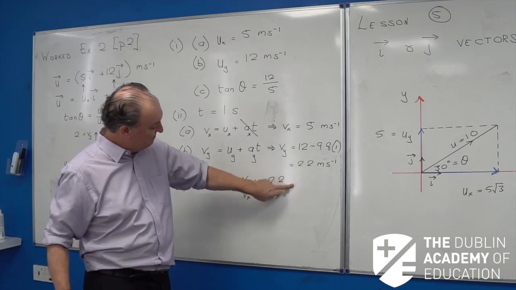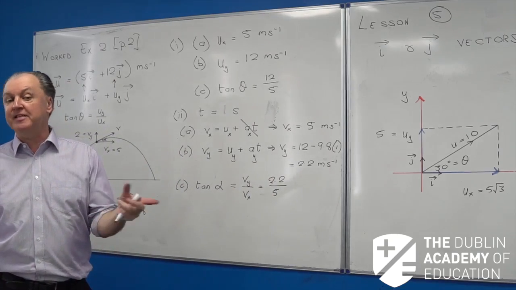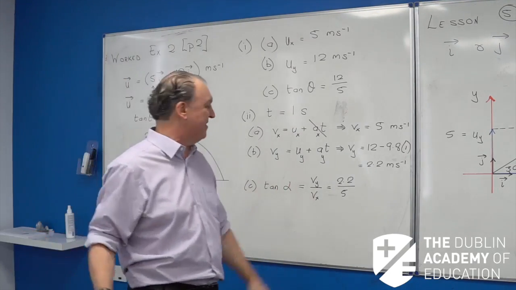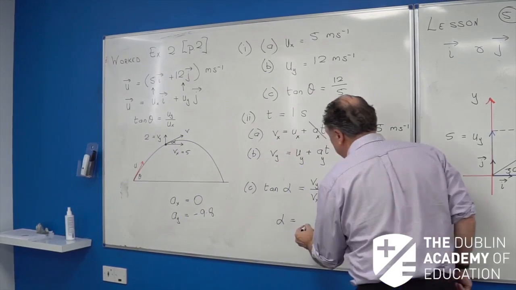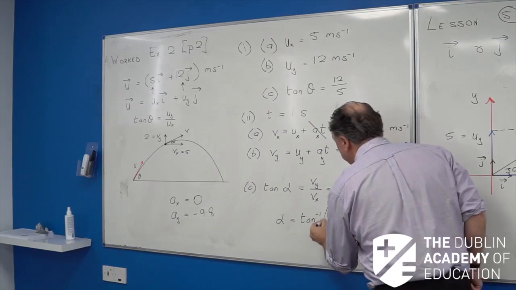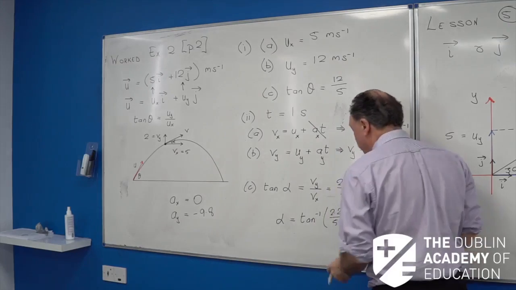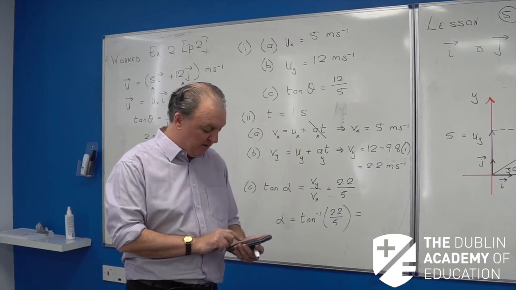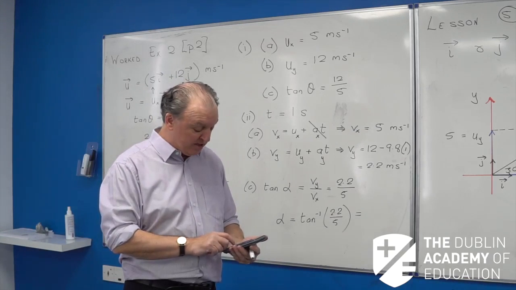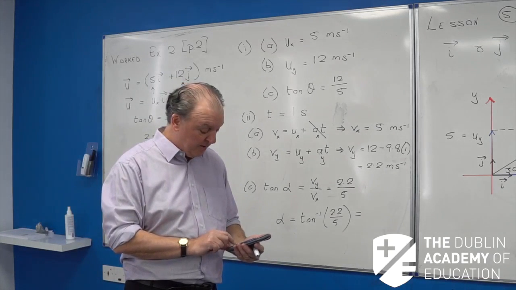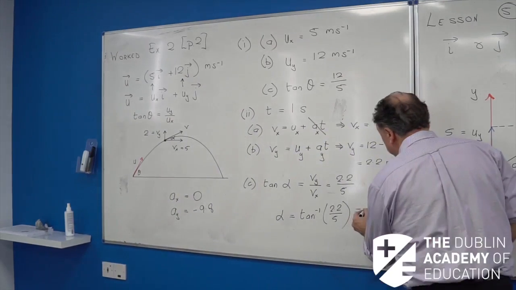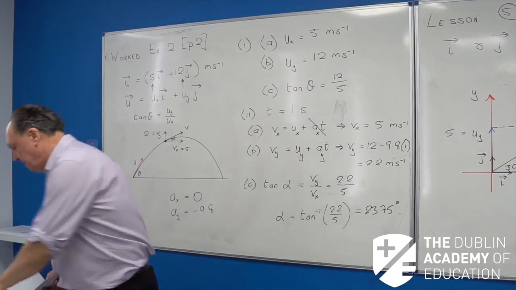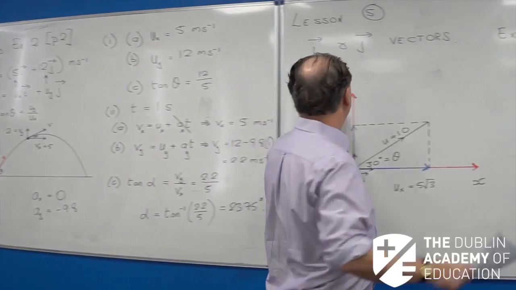In the previous part they asked me for tan alpha. Here they're asking me for the inclination of the particle to the horizontal. In other words, they're talking about the angle. So I'm talking about finding alpha. Alpha is the inverse tan of 2.2 divided by 5. Shift tan, fraction 2.2 divided by 5. And make sure that you're always active when you're watching these lessons. You're using your calculator, you're using your notes. So let's say about 23.75 degrees to the horizontal.